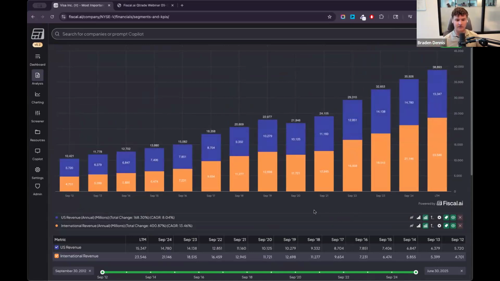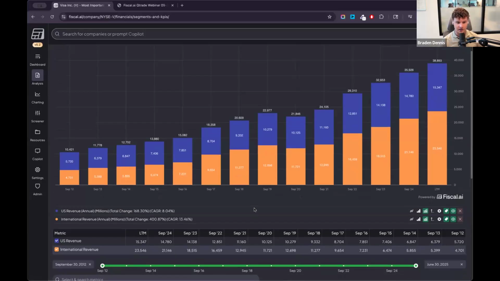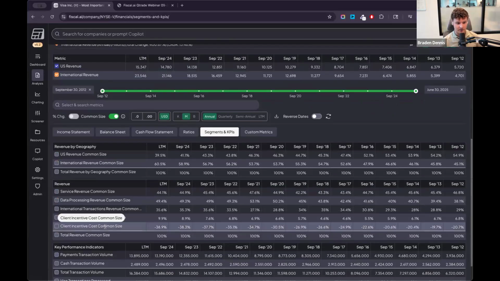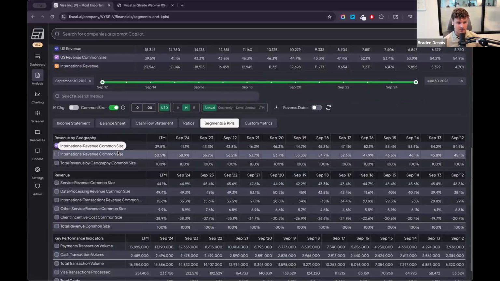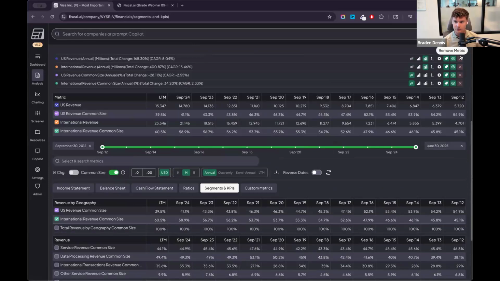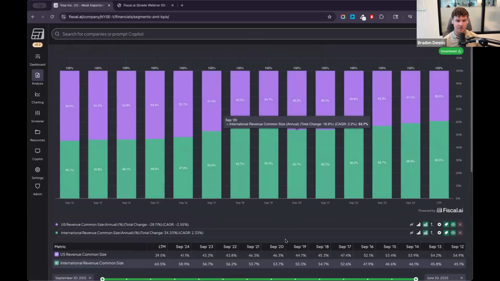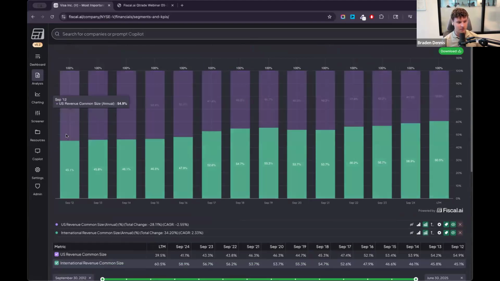This makes sense, right? There's more penetration growth available outside of the US and Canada, since North America already has a lot of credit card penetration. I could even do something like common size, which is pretty cool. I'll remove these and stack them up. Now I'm looking at the same metric in terms of percentage. Before, it was close to 50-50, and now you can see how it changes over time.